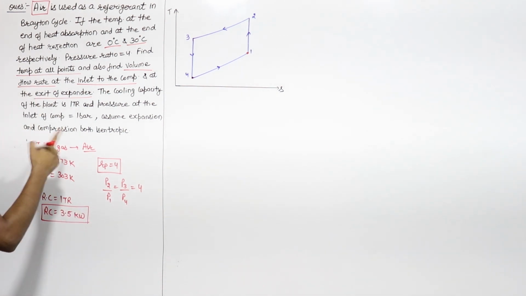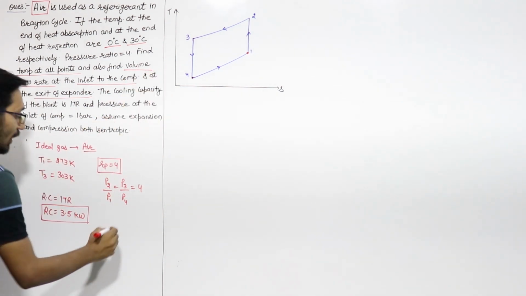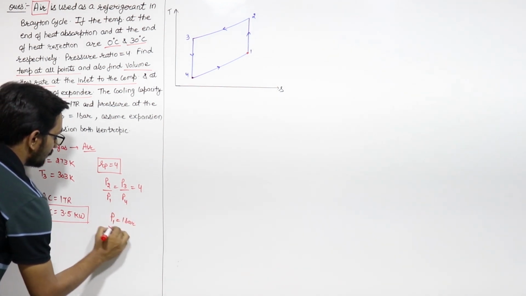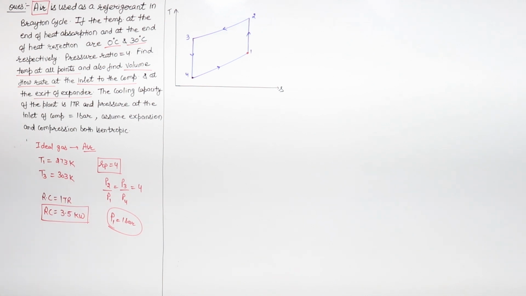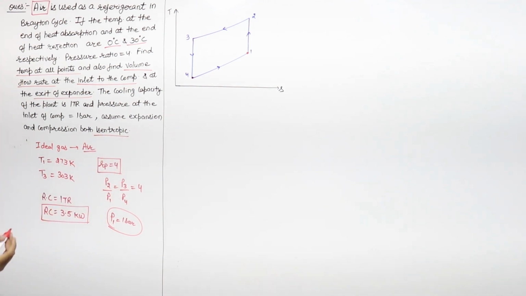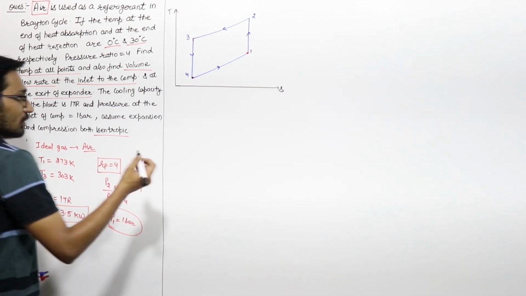And pressure at the inlet of the compressor at point 1, P1, is given as 1 bar. It is also saying to assume that both the expansion and compression processes are isentropic, that means reversible adiabatic. Now we have to find T2 and T4. Very simple question, right? So let us start.